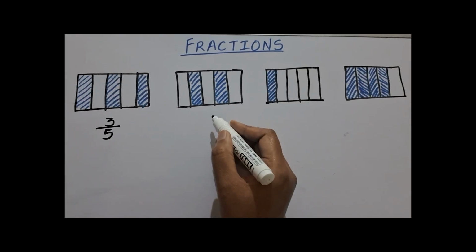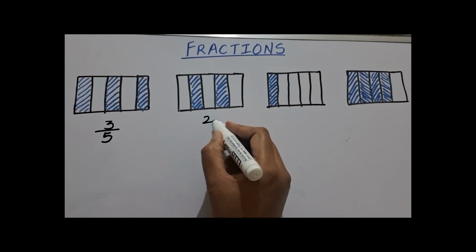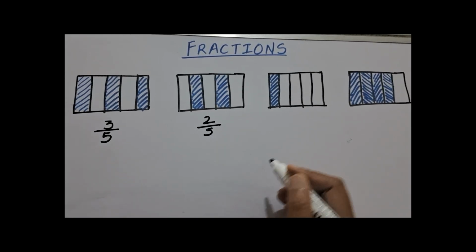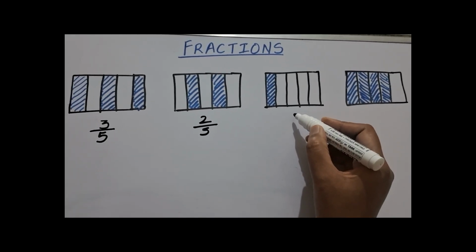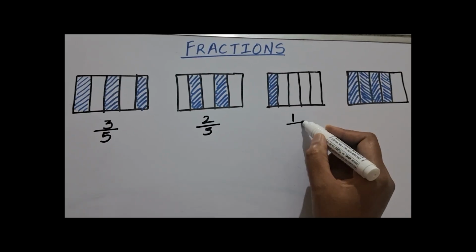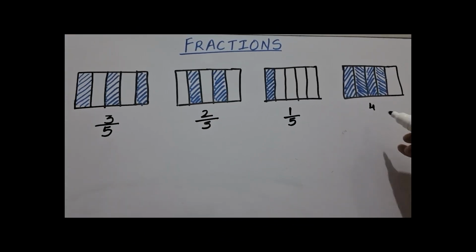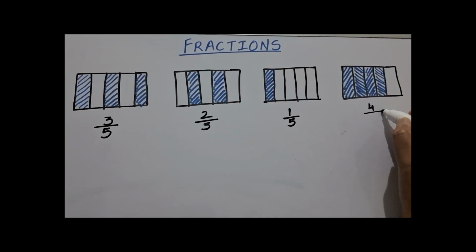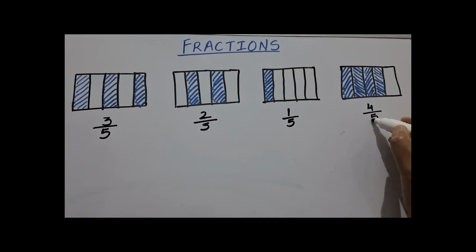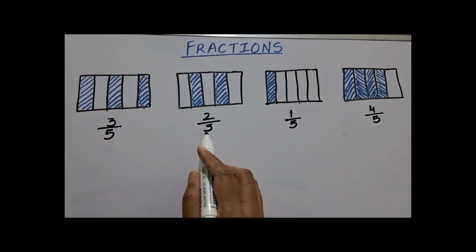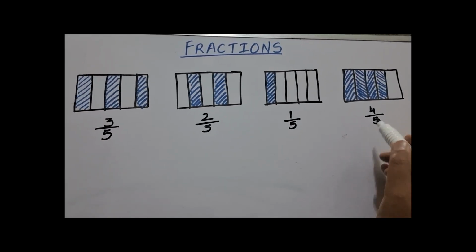In the second figure, 2 parts are shaded out of 5 parts. And in the third figure, only 1 part is shaded out of 5 equal parts. In this figure, 4 parts are shaded out of 5. Now these will be the fractions of the shaded parts of these figures, children.